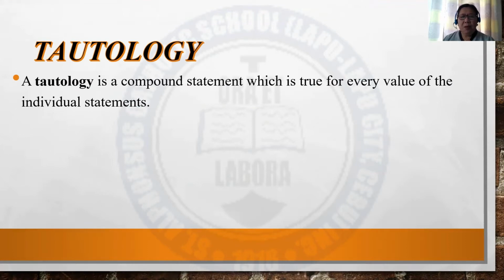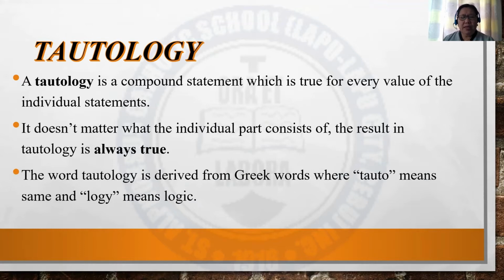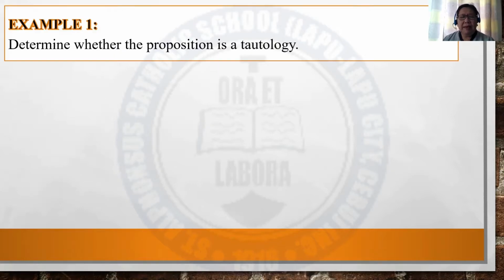Tautology is a compound statement which is true for every value of the individual statements. It doesn't matter what the individual parts consist of, the result in tautology is always true. The word tautology is derived from Greek words where tauto means same and logi means logic. Let us have an example.